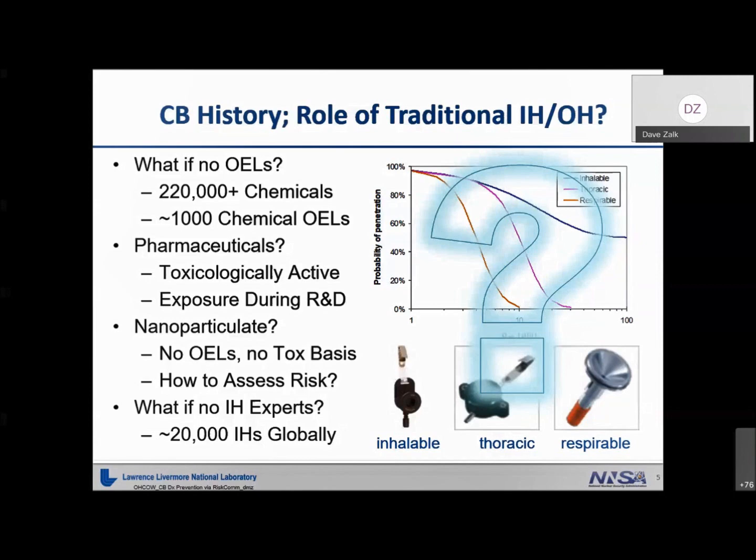And also with nanoparticulate, which is another issue that's been around for certainly over 10 years, you have something that has not only no exposure limit, but there's no true toxicological basis that is comparable to other chemicals that we work with. When the brain is a target organ, we're not sure exactly how to begin the process of toxicology. So how do you assess risk to the people who work with and use nanoparticulate?